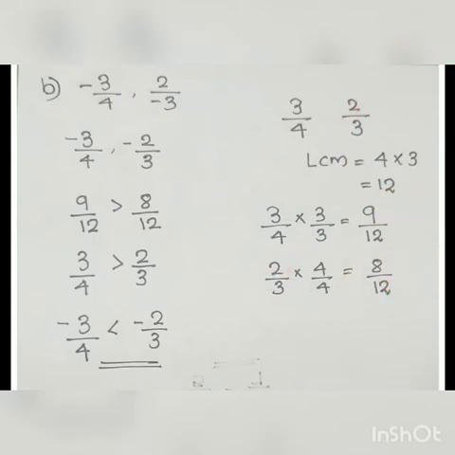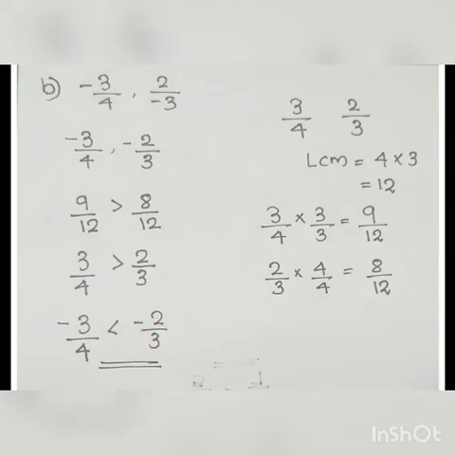So the denominators are same, so I can compare. 9 by 12 and 8 by 12. 9 is greater than 8, isn't it? So 3 by 4 is greater than 2 by 3. But in the question we have what? A negative sign, isn't it? So without taking the negative sign, I compared and I got 3 by 4 is greater than 2 by 3. Now if I insert that negative sign, then it will be the reverse order. If 3 by 4 is greater than 2 by 3, then putting the negative sign, negative 3 by 4 is less than negative 2 by 3.